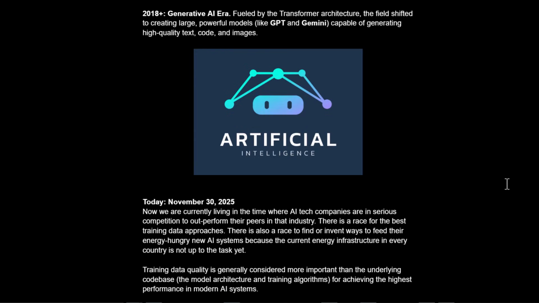2018 plus. Generative AI era. Fueled by the Transformer Architecture, the field shifted to creating large, powerful models like GPT and Gemini, capable of generating high-quality text, code, and images.